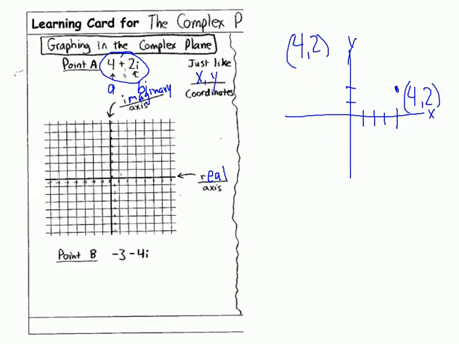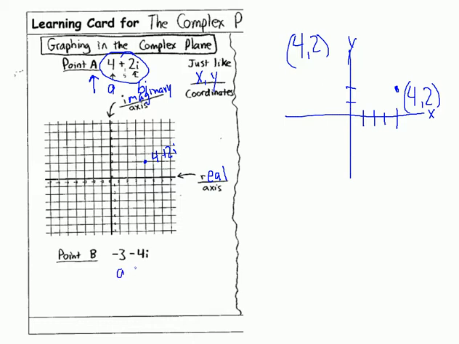So 4 plus 2i, we're going to go out 1, 2, 3, 4, and up 2 on the imaginary axis and plot a point. So this is considered not 4 comma 2 anymore, but 4 plus 2i. That's point A. Okay, point A right here. All right, and let's take a look at point B. That's negative 3 minus 4i. So where do you think that would be?